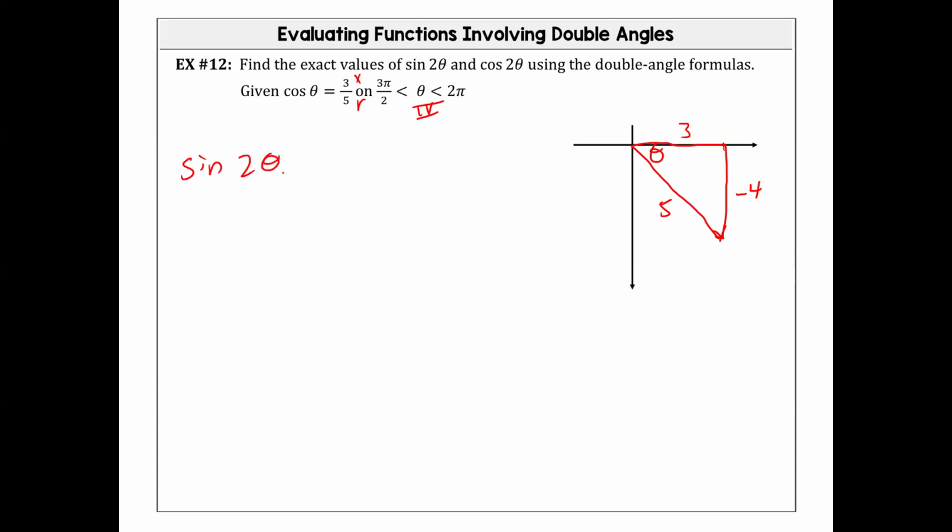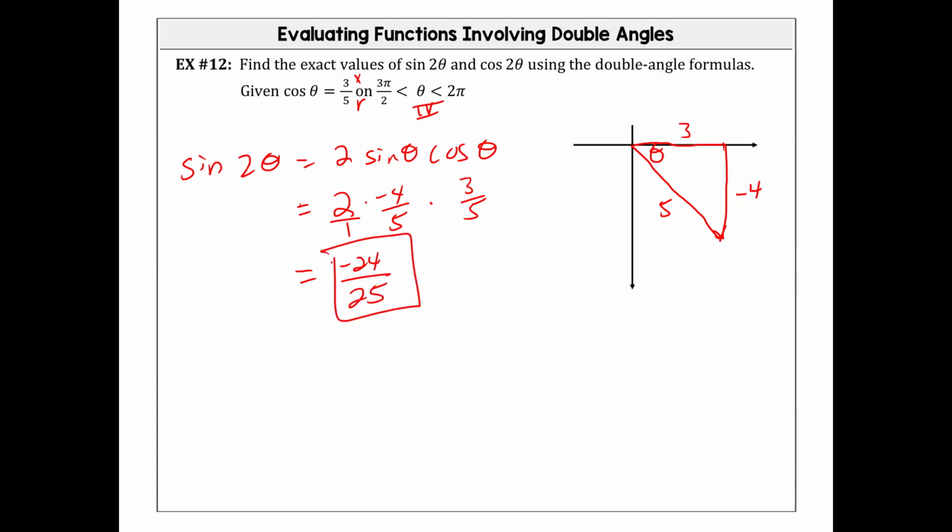All right, sine double angle. Sine of double theta equals 2 sine theta times cosine theta. So all I have to do is use my triangle to find those values. What is sine theta? Negative 4 over 5. What is cosine of theta? 3 over 5. And now we're going to multiply everything. 2 times negative 4 is negative 8 times 3. 5 times 5. And there's my double angle value.